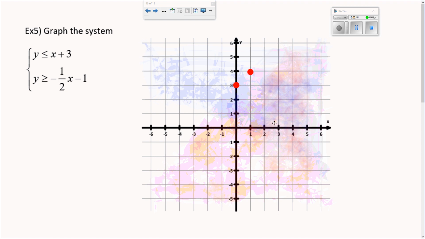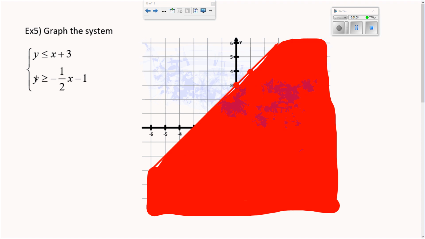Okay. And if it's y is less than or equal to x plus 3, am I going to have a solid line or a dotted line? That's going to be a solid line. And am I going to shade above the solid line or below the solid line? I'm going to shade below because it's less than. Okay.